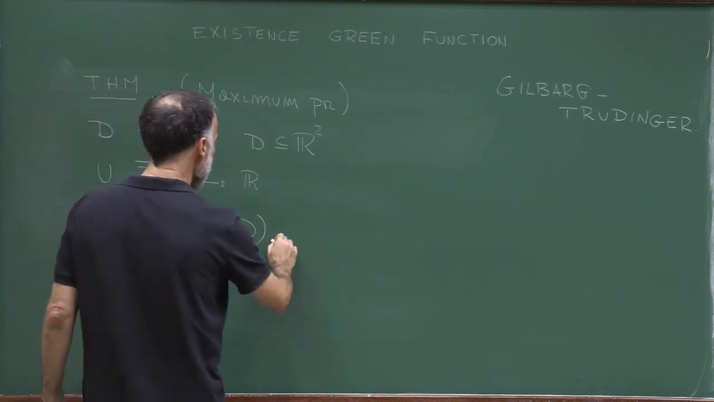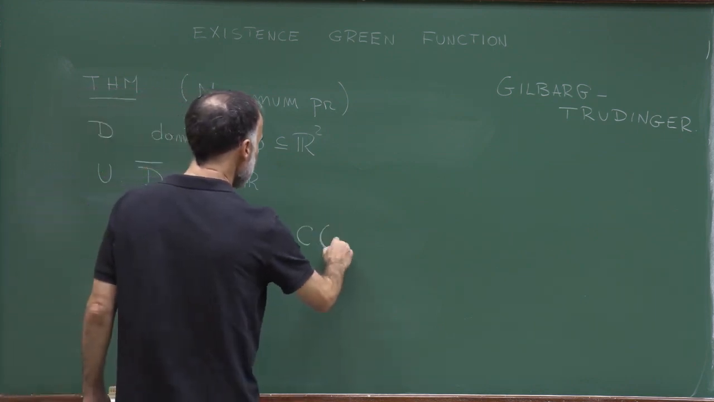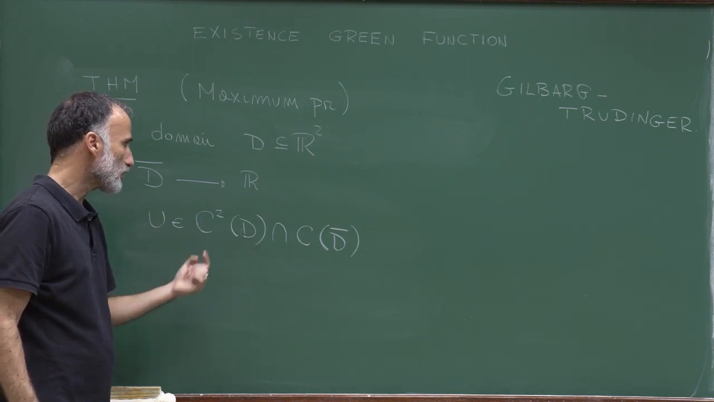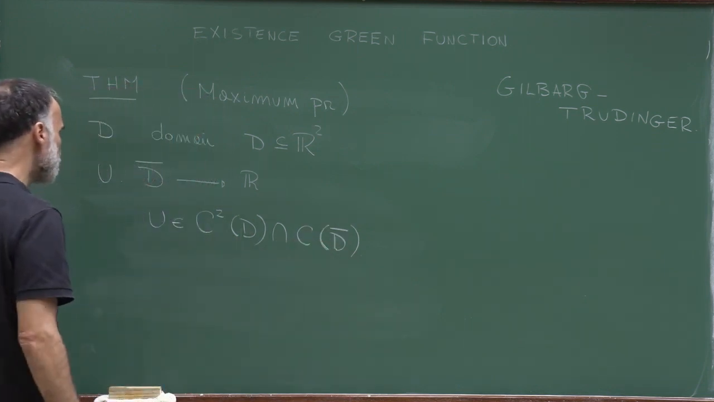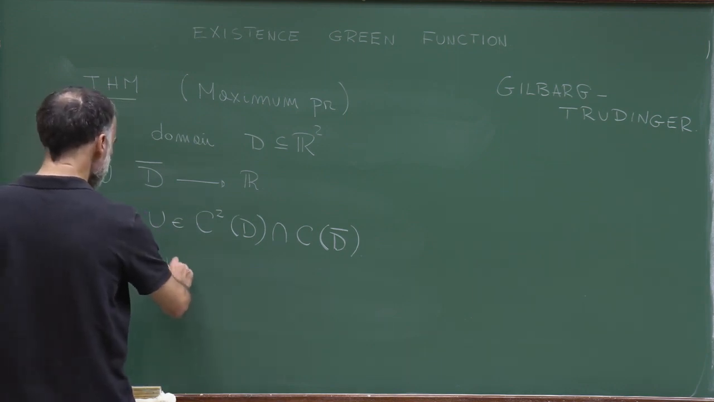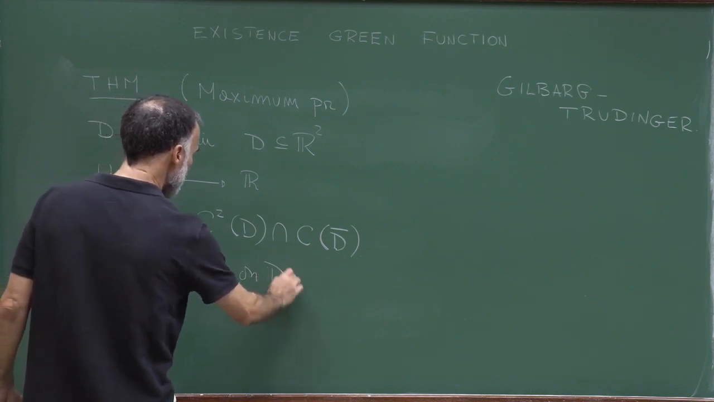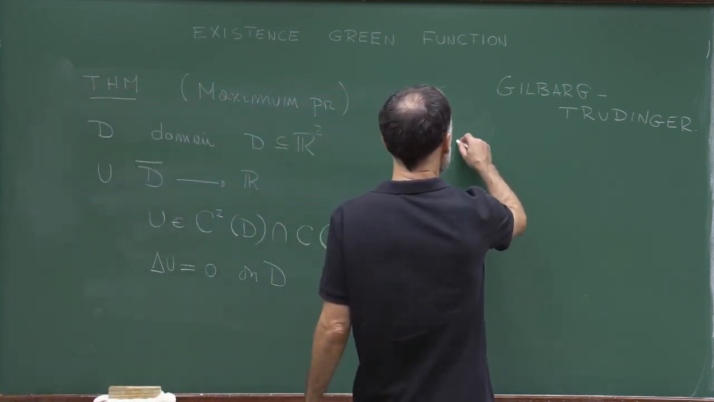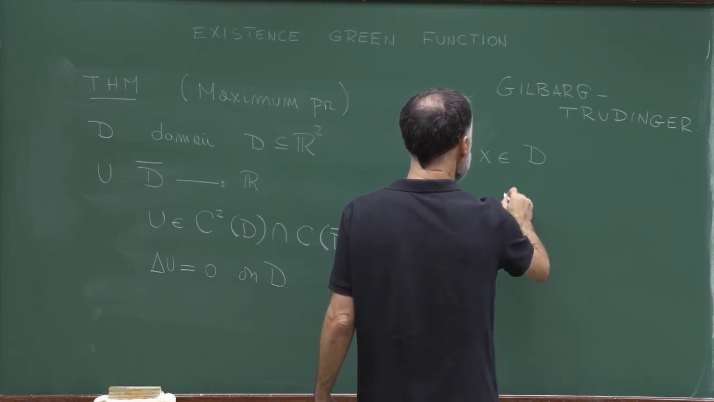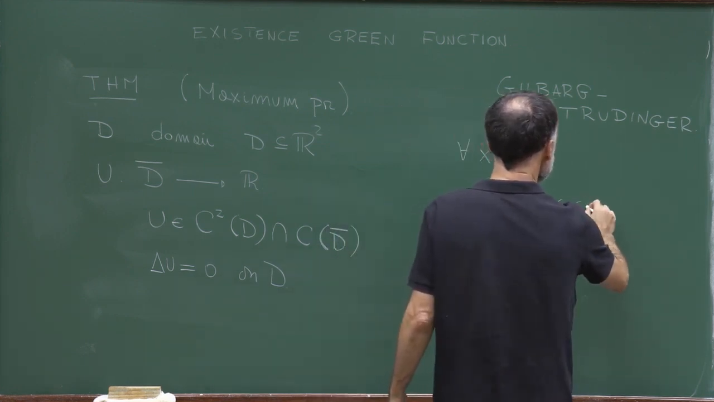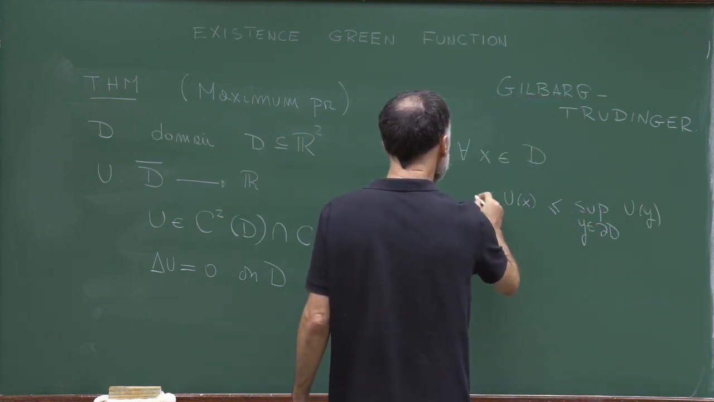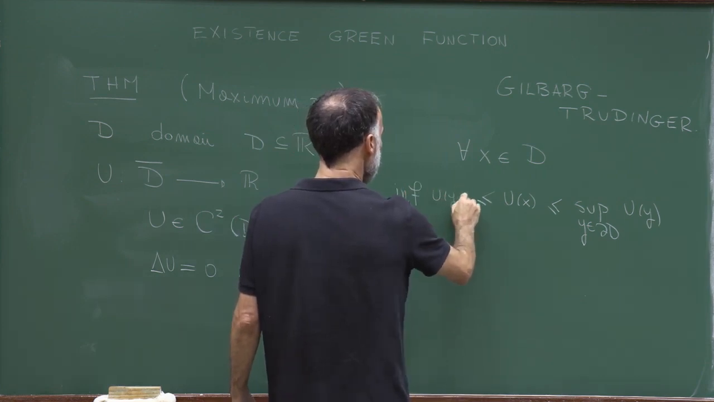So I already defined this, and I am also assuming that the function is continuous in the closure of D. So U is two times differentiable on D, and the second derivatives are continuous, and U is also continuous on the closure of D. And I'm assuming that U is harmonic, so Laplacian of U is equal to 0 on D. Then what the maximum principle says is that U assumes its maximum and its minimum at the boundary of D. So the result tells you that for all x in D, U of x is less than or equal to the supremum over y in the boundary of D of U of y, and it's larger than or equal to the infimum of U at the boundary of D.